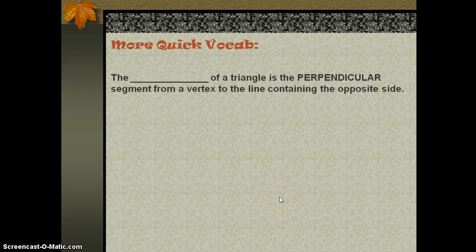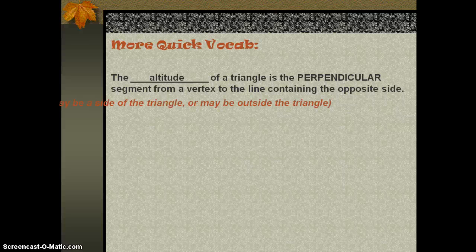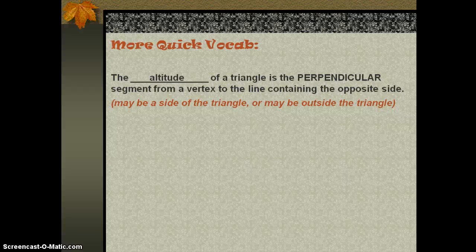Alright, some more quick vocabulary. The altitude of a triangle is the perpendicular segment from a vertex to the line containing the opposite side. Notice it says the line containing the opposite side. We will not always be able to draw an altitude directly to the opposite side. We may have to extend that opposite side to draw the altitude.